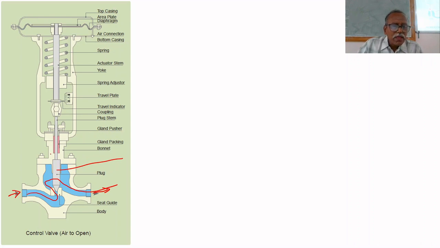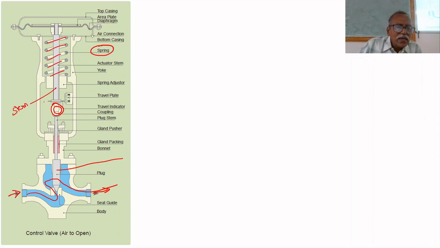This plug is connected to the stem. This is the stem, connected here. And already I told you that it is spring loaded. Why? Because if the pressure signal is withdrawn, the valve position should come back to the original position. So the pressure will act against the spring. The spring is to regain the original position.